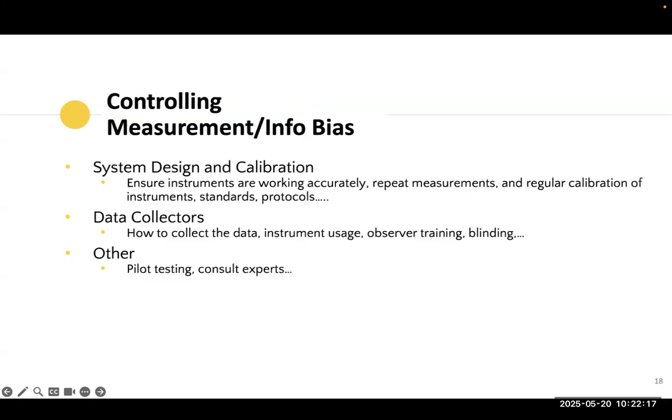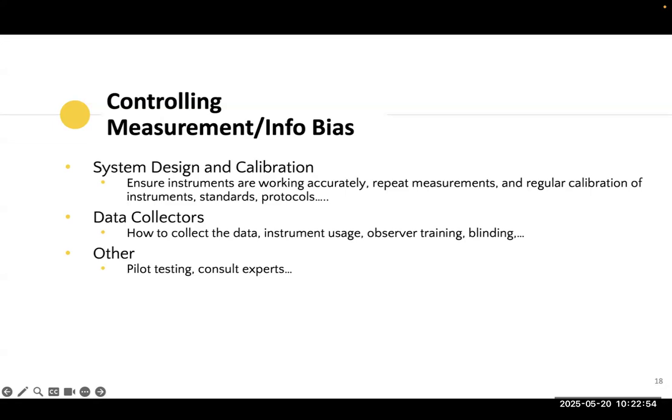So how do we control for this? You want to make sure that your system design and calibration is done regularly, accurately, and everything is in perfect working order, right? You want to ensure that the instruments are working as they should. You want to take the measurements more than once. I know probably everybody on here has gone to the doctor, gotten their blood pressure checked, it's been high, and then they waited like 5-10 minutes, took it again, and it was back to normal. So repeating measurements to make sure you're getting the accurate measurement is important.